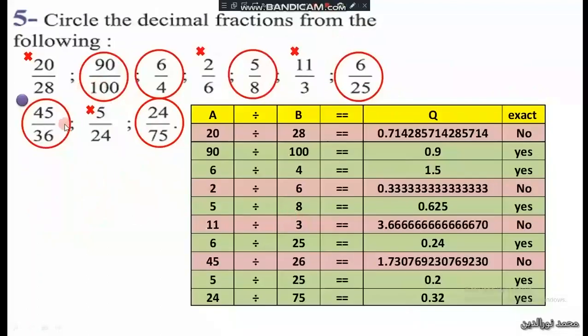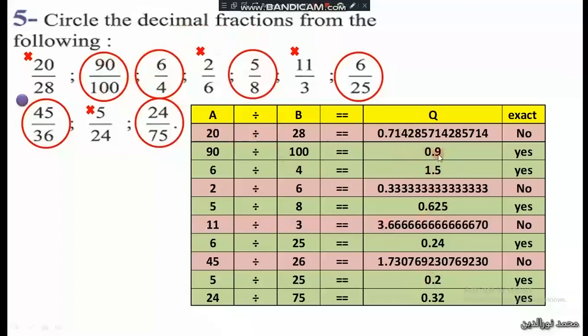So these fractions are the decimal fractions, and the crossed ones are not decimal fractions. And we said earlier that for decimal fractions the quotient is exact, and for non-decimal fractions the quotient is not exact. Let's see here: 20 divided by 28, 90 divided by 100, 6 divided by 4, and we have the quotient. Look at the quotient and notice that if it's circled here, so it's a decimal fraction, and we notice that the quotient is exact.